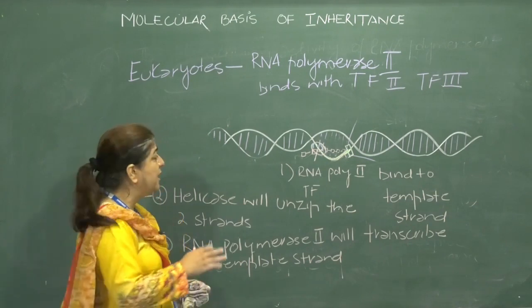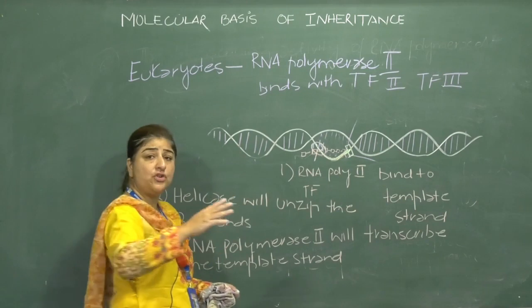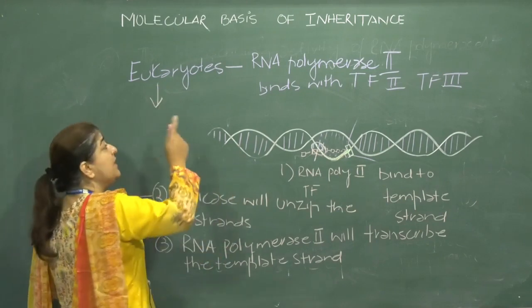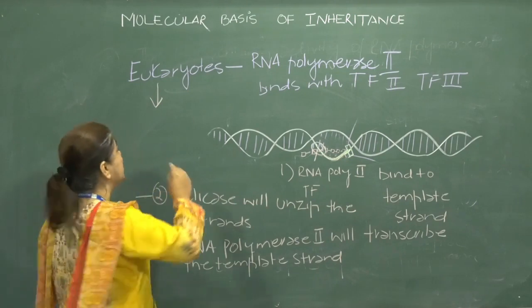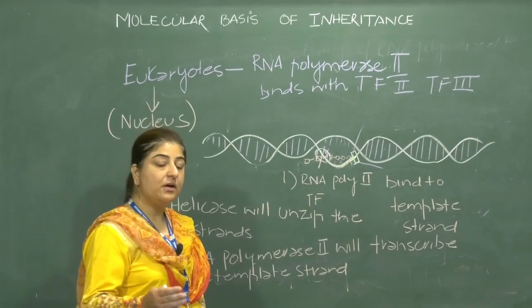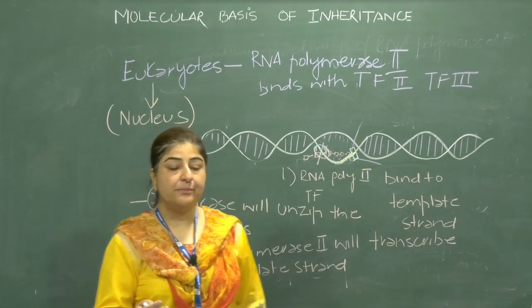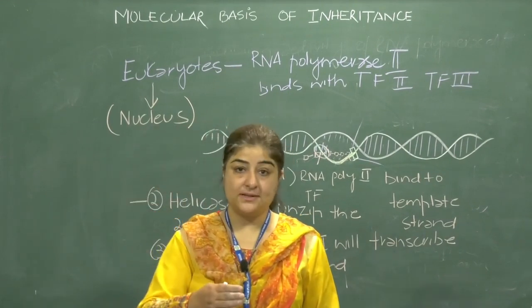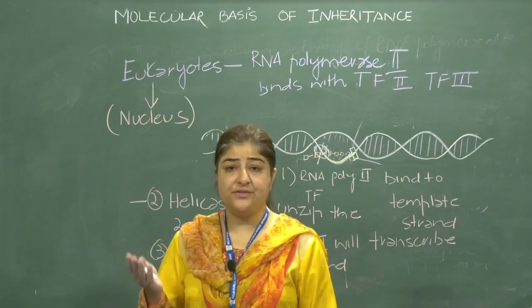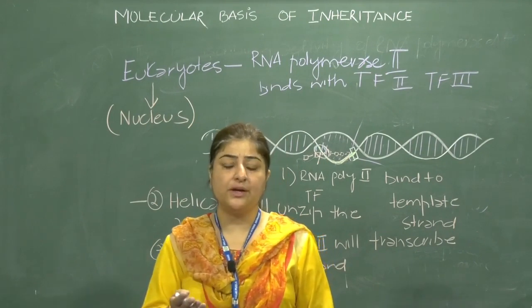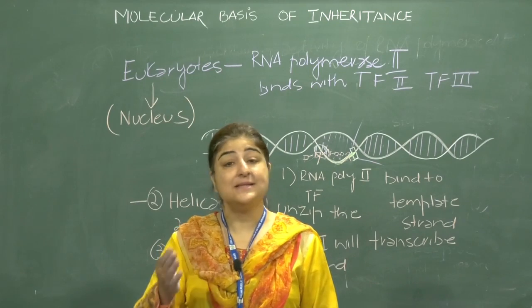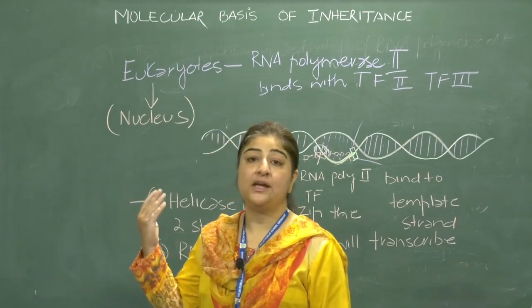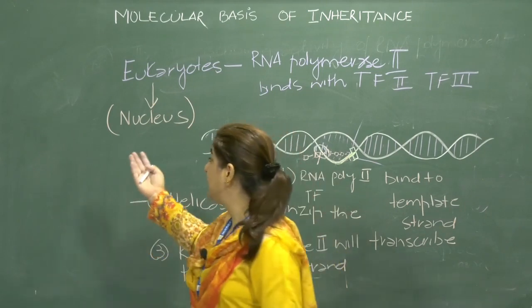If you see there in prokaryotes, this whole transcription took place in the cytoplasm, but here in eukaryotes this transcription is taking place in the nucleus. When we talk about the eukaryotes, we say the process of transcription takes place in the nucleus as compared to the prokaryotes. In prokaryotes, the transcription took place in the cytoplasm. Now here is the difference in the transcription of the eukaryotes: this whole process is taking place in the nucleus.